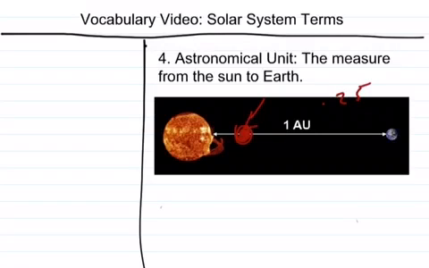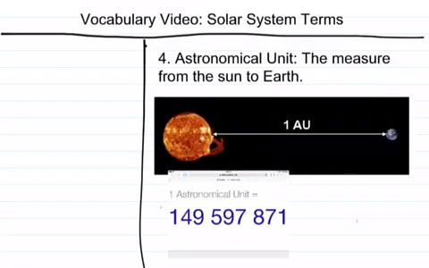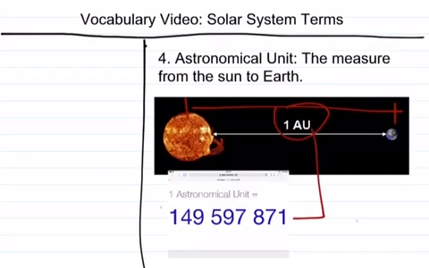Why? Because from the Sun to the Earth is 1, and obviously Mercury is less than 1 because it's closer, so it will be less than 1. The exact distance from the Sun to the Earth, 1 astronomical unit, is 149,597,871,000 kilometers. You can just round it to 150 million kilometers, which is the same as 1 astronomical unit. So if you're any closer, you'll be less than 1 astronomical unit, or you'll be closer than 150 million kilometers, of course.